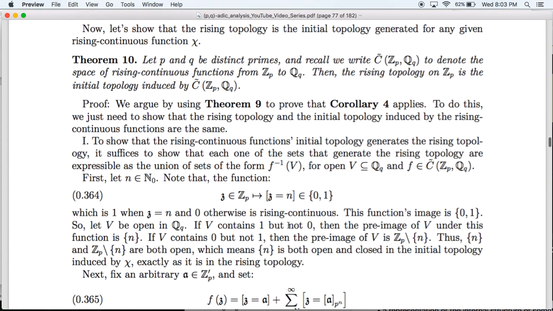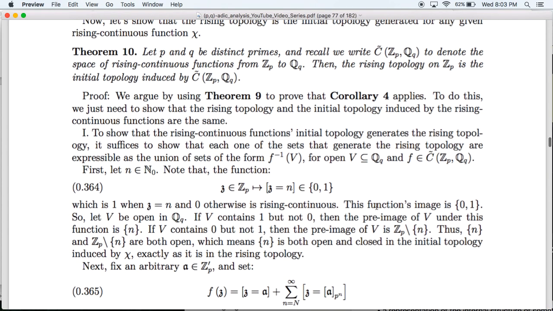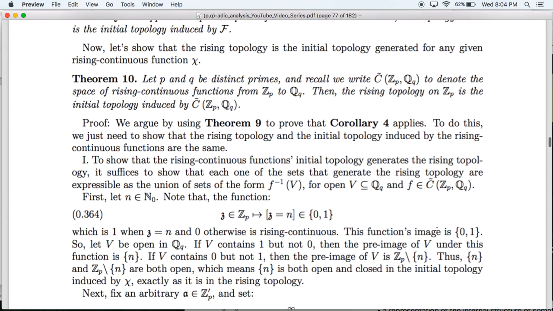This function's image is {0, 1}, so let V be open in Q. If V contains 1 but not 0, then the preimage of V under this function is {n}, so that makes {n} open. If V contains 0 but not 1, then the preimage of V is Z_p take away {n}. Thus {n} and Z_p take away {n} are both open, which means {n} is both open and closed in the initial topology induced by rising continuous functions, which is exactly the case in the rising topology.